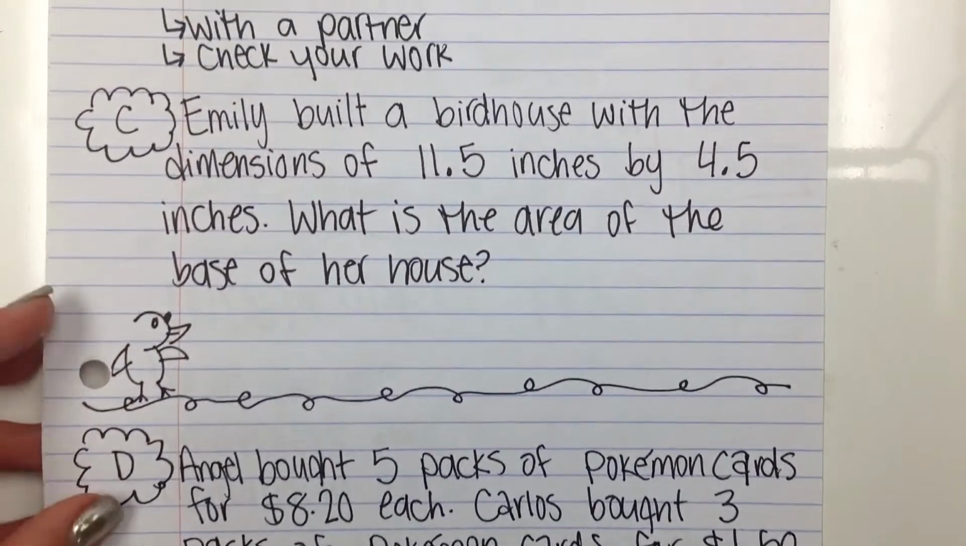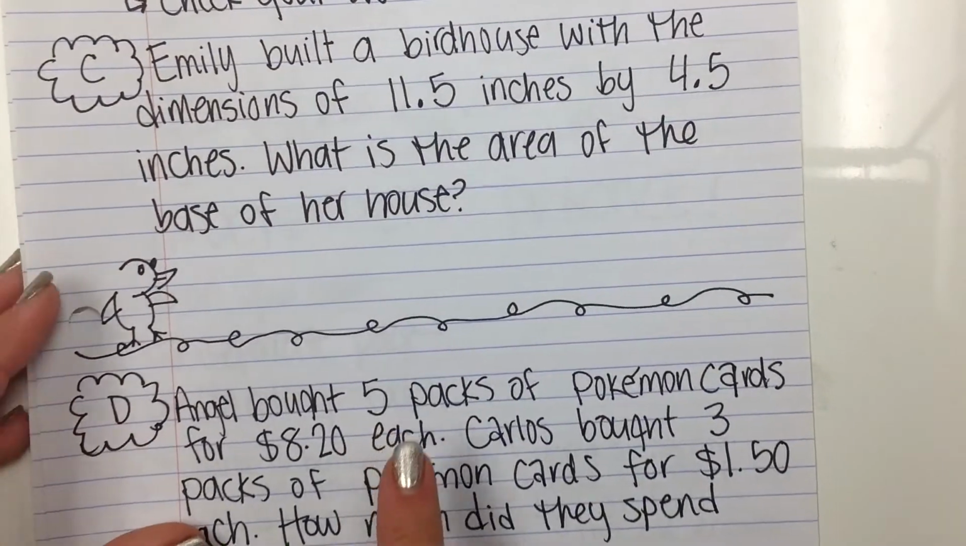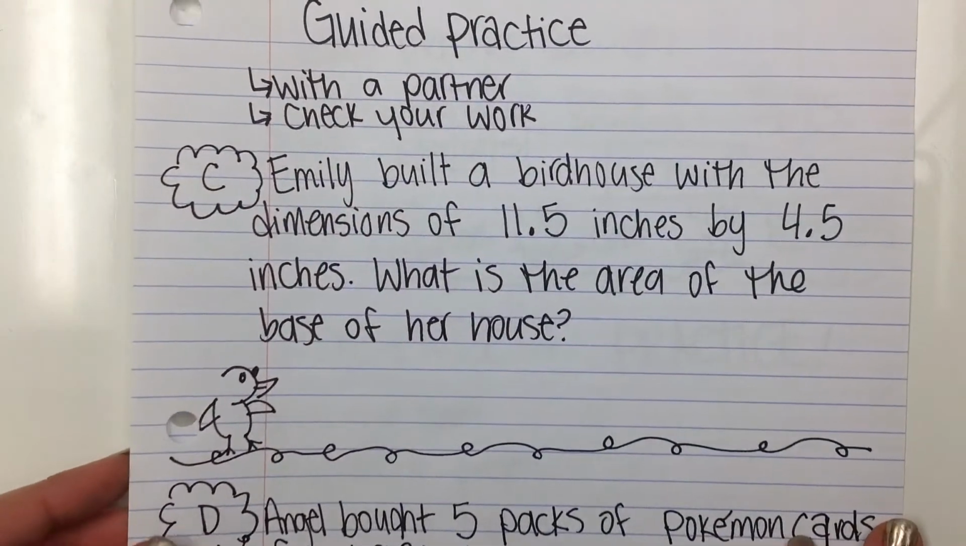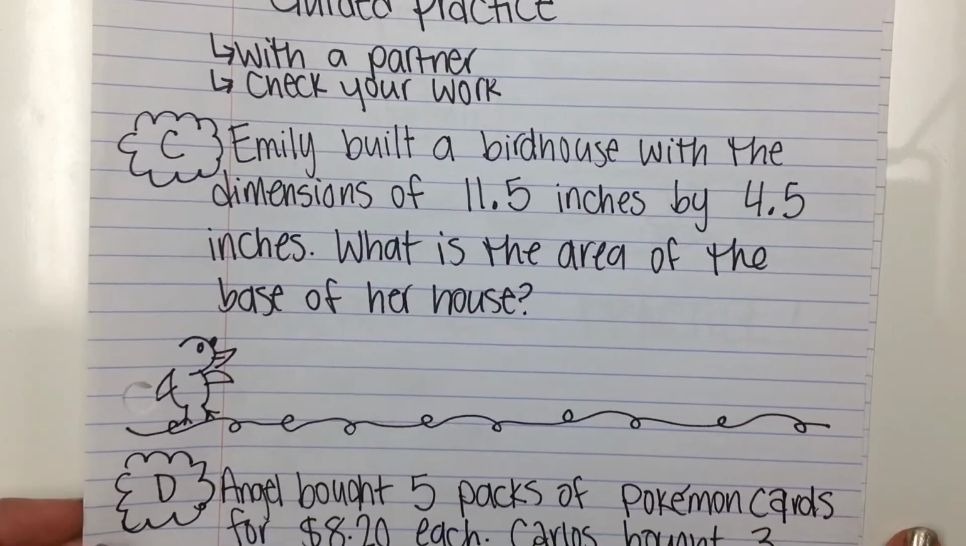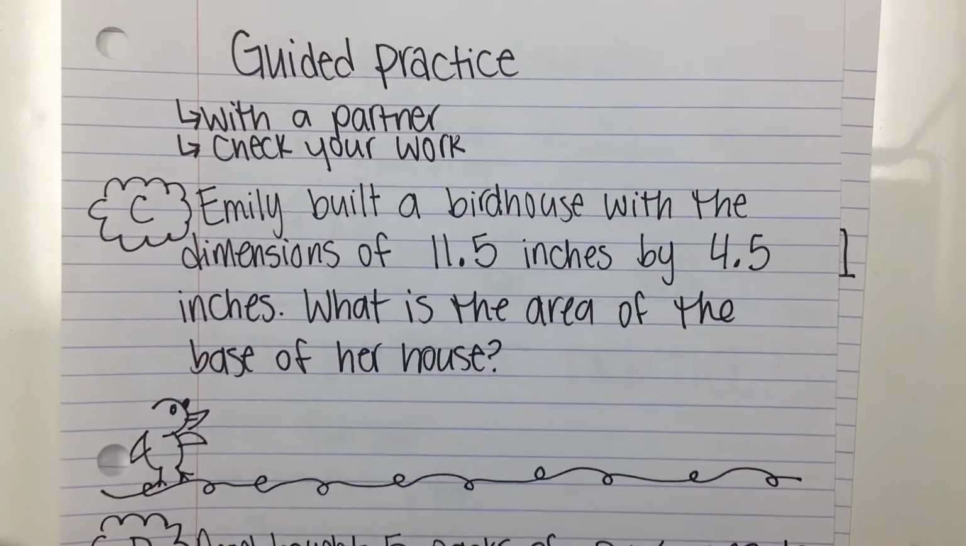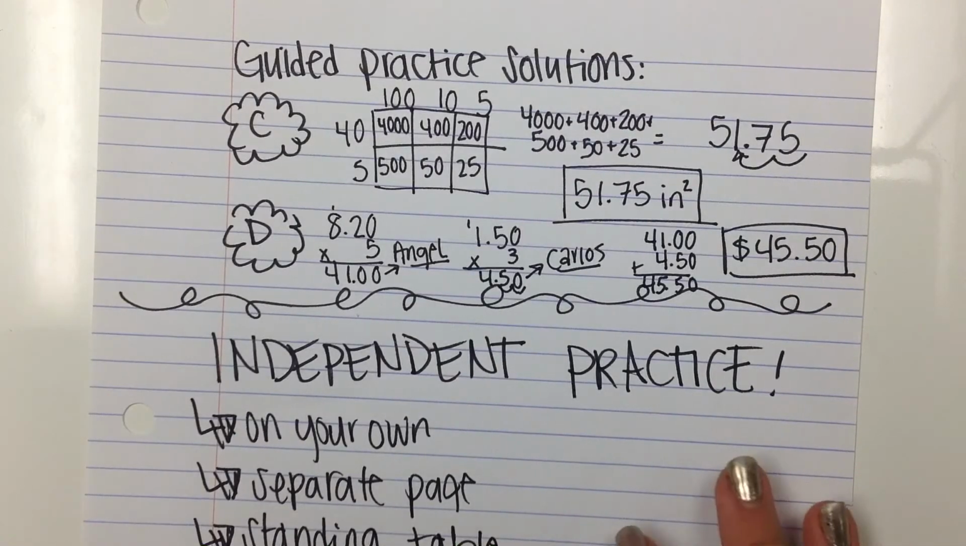So remember that these problems might have more than one step. Remember to circle, underline any important information, and figure out if you're multiplying decimals, what are these steps that you need to remember. Go ahead and pause this. When you're ready for your guided practice, you can come back to it.